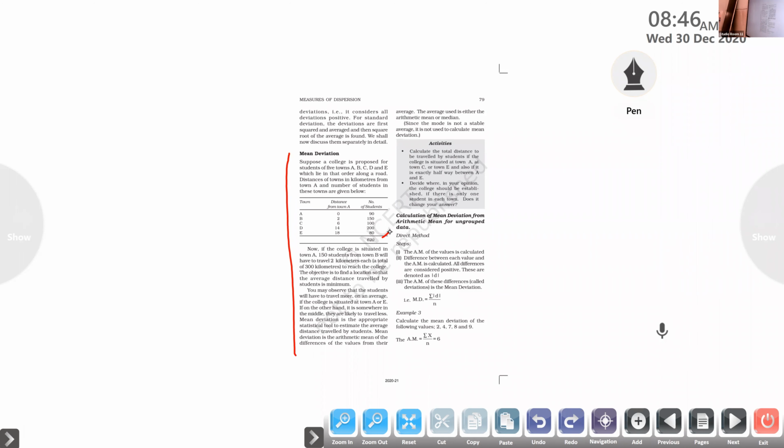Now we are going to find a place to construct the college, right? So we want to take one thing into consideration. What is that? We want to reduce the distance, or make the distance for each and every town almost equal. We want to choose a town. If you are choosing town A, what is the problem here? Students from town E have to travel 18 kilometers. D has to travel 14 kilometers, like that. So it is not that favorable for the students in town D and E.